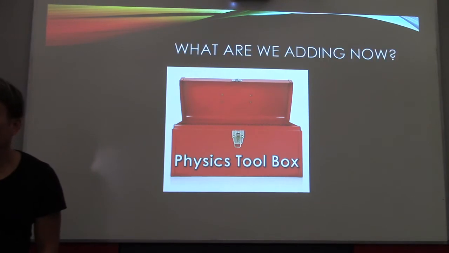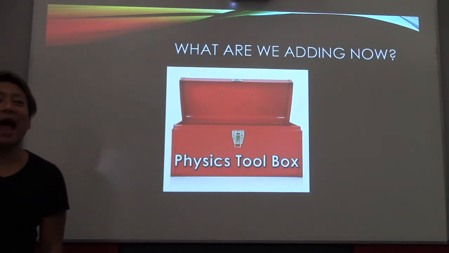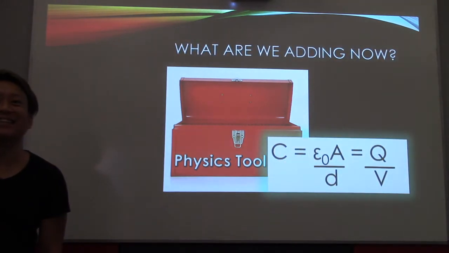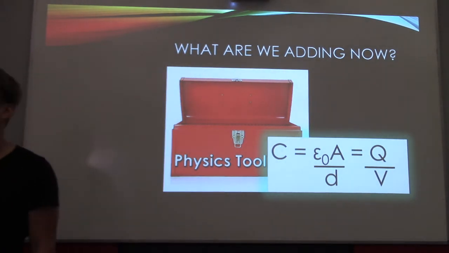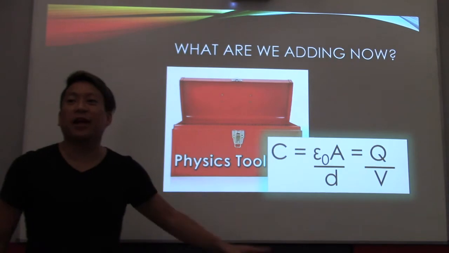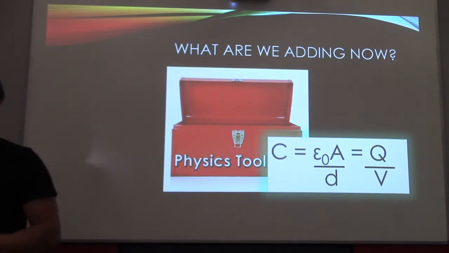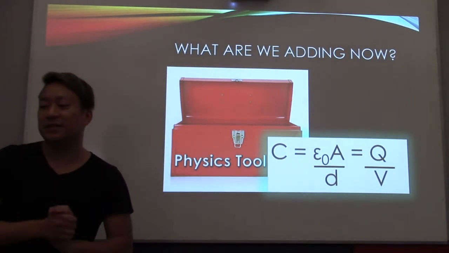So, what are we adding? We're adding this one right here. This is called the capacitance. Today we're going to be talking about capacitance. This looks arbitrary, but I'm going to explain where it comes from. It comes from the electric flux, and we'll see.